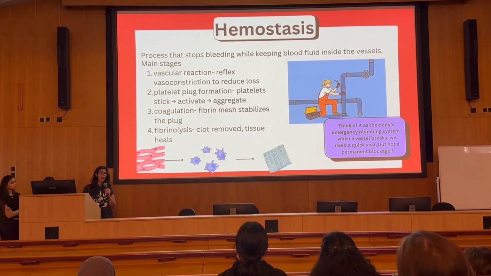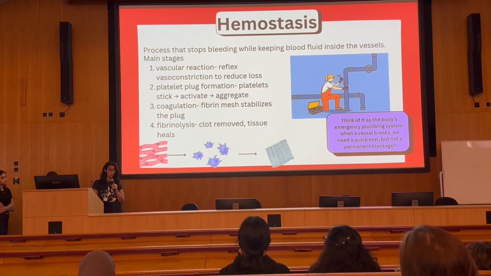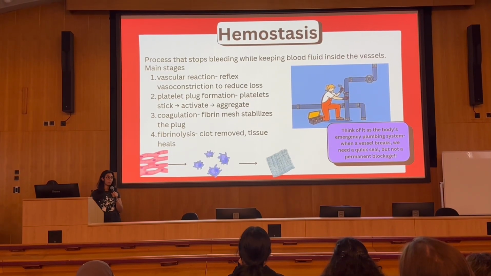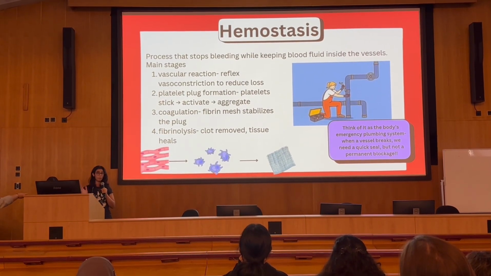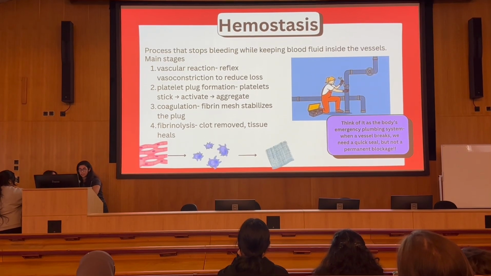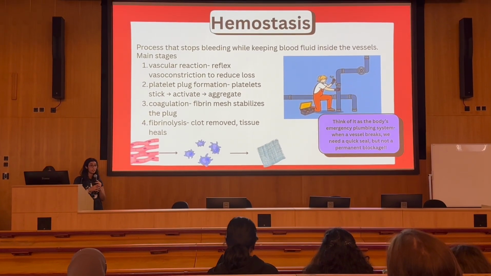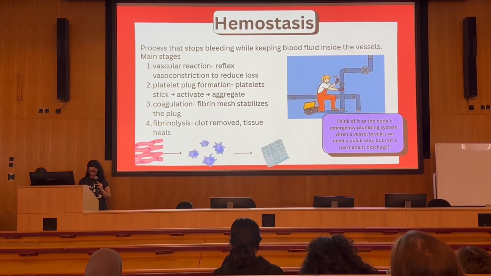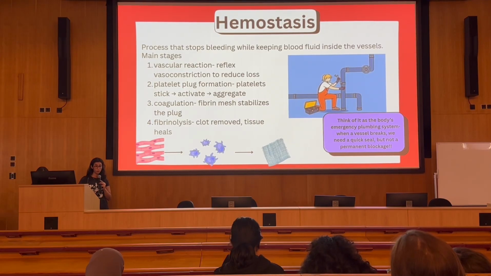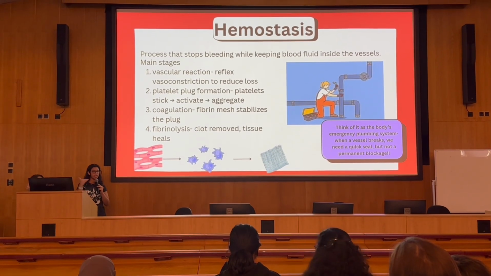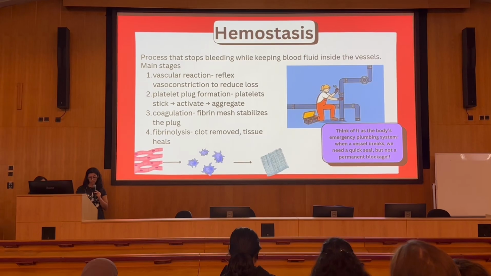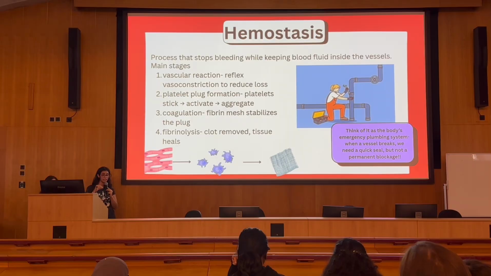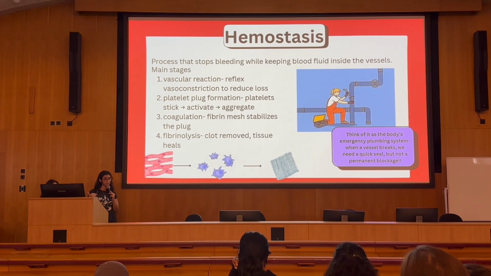Working normal flow. And think of it as the body's emergency plumbing system. So when a vessel breaks, we need a quick seal, but not a permanent blockage. And there are four main stages for hemostasis. First being vascular reaction. The damaged vessel constricts, and that reduces the blood flow. Then we have platelet plug formation, where the platelets arrive first, and they seal up the damaged lining.